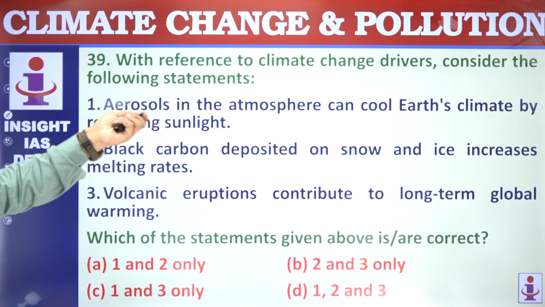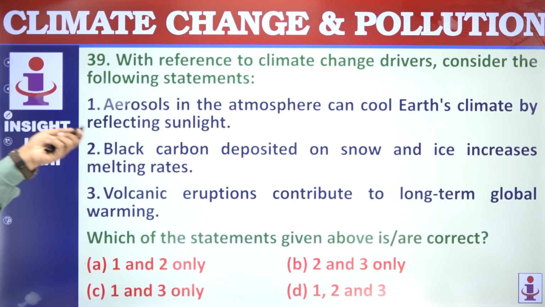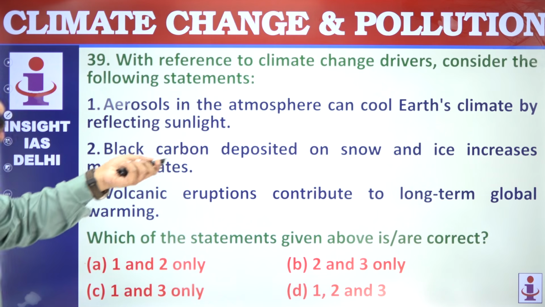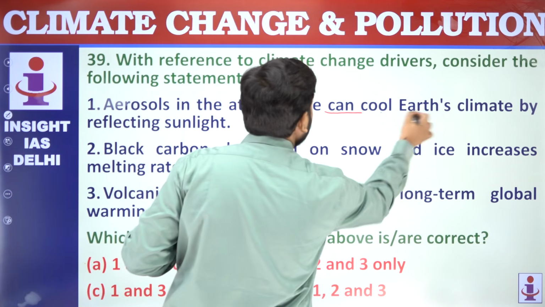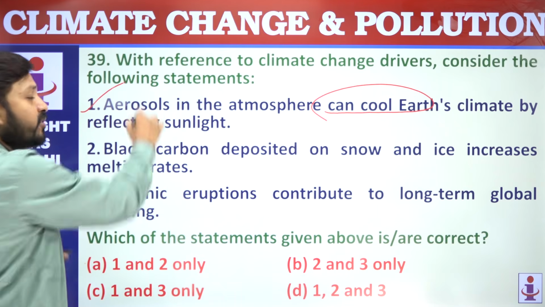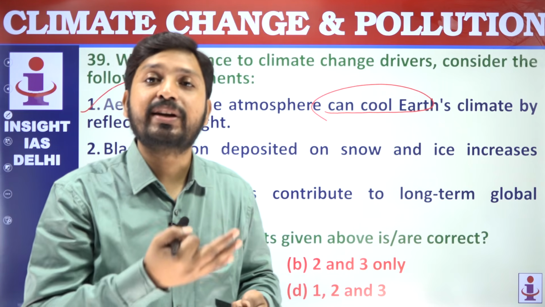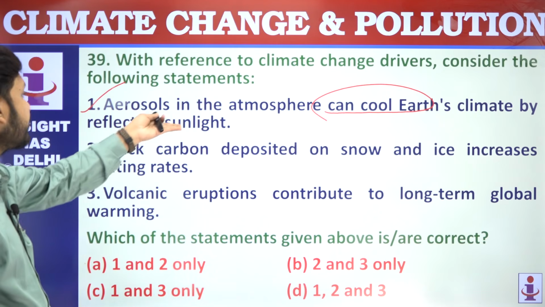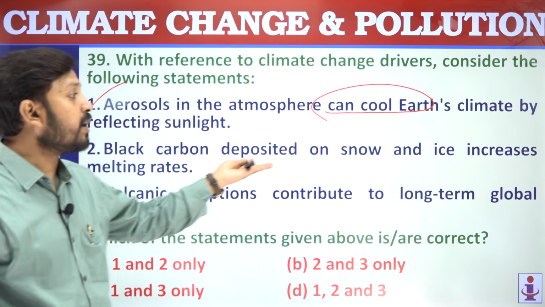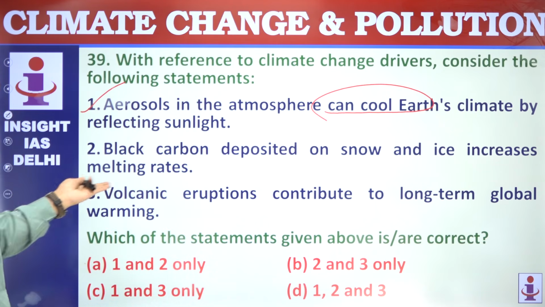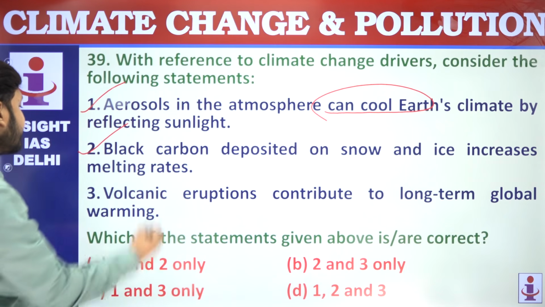Next one, with reference to climate change drivers, consider the following statements. First one, let's see. Aerosols in the atmosphere can cool Earth's climate by reflecting sunlight. This is what we have seen, right? Greenhouse gases will increase the temperature, aerosols will reduce the temperature, the cooling impact we have seen earlier. Black carbon deposited on snow and ice increases melting rates. This statement also we have seen earlier.